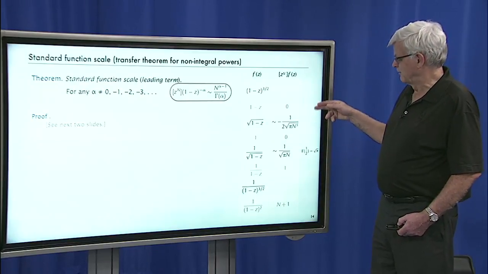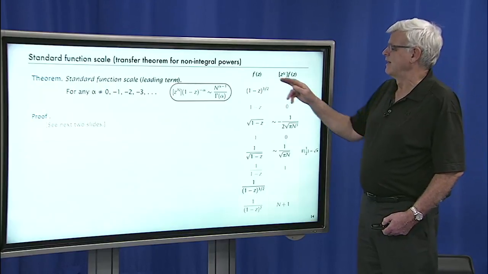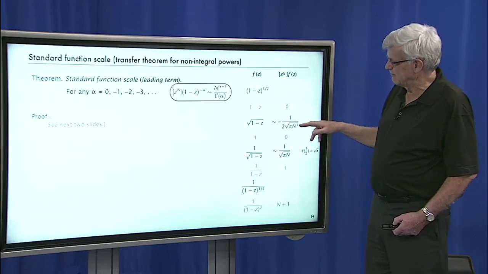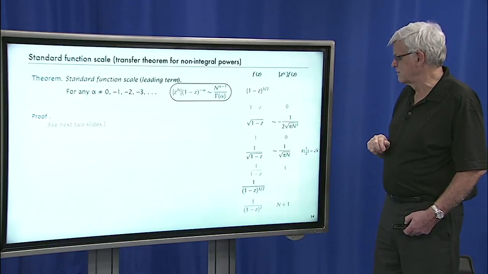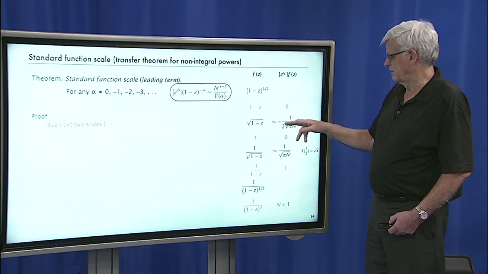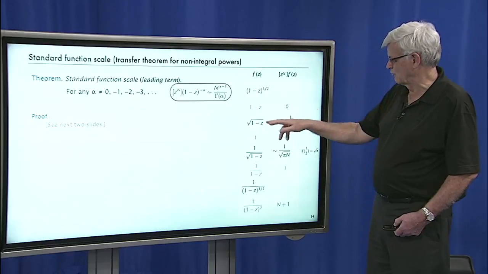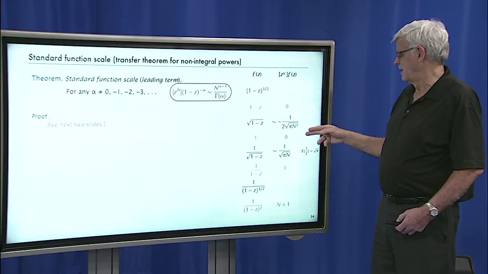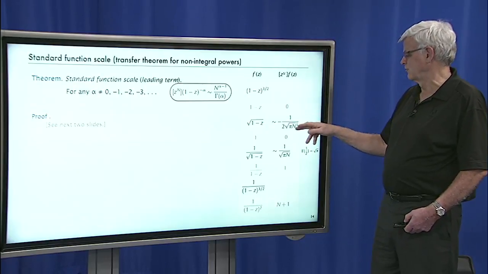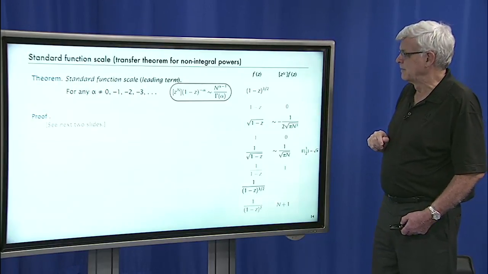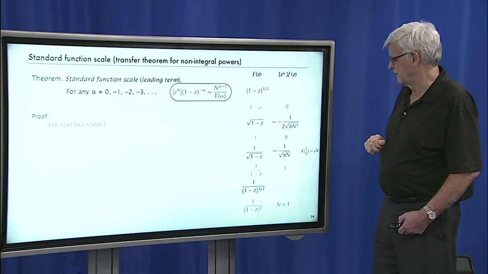Now if we take alpha equals minus 1/2, then we get n to the minus 3/2, and then we now have gamma of minus 1/2, which is an extra 2. So the coefficient of z to the n in square root of 1 minus z is asymptotic to minus 1 over 2 square root of pi n cubed. That's what the formula tells us.